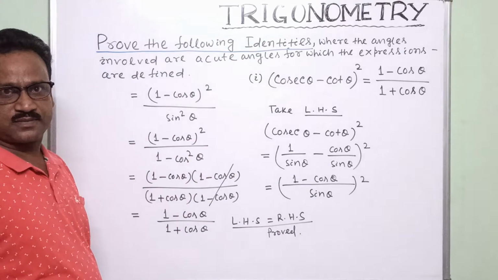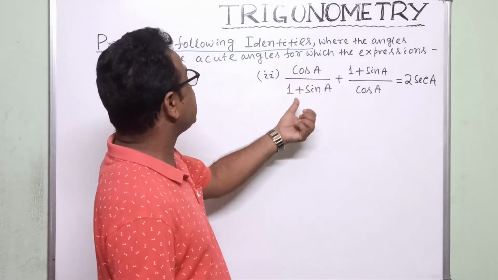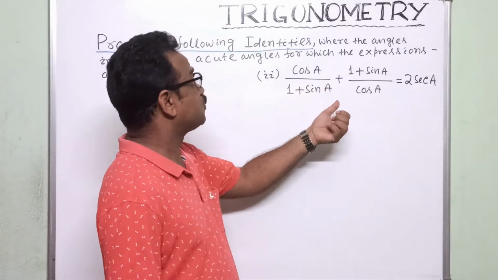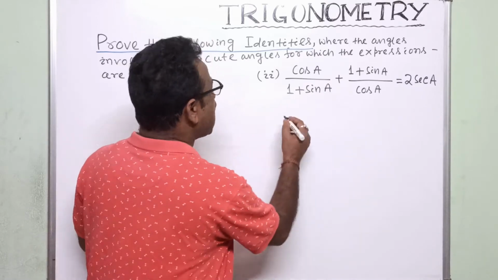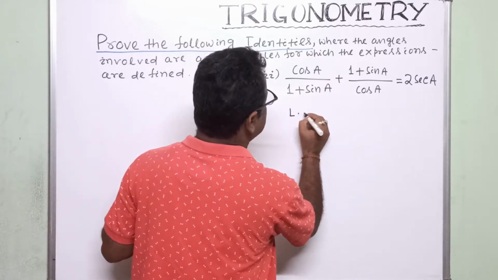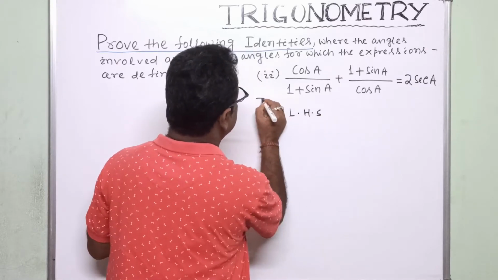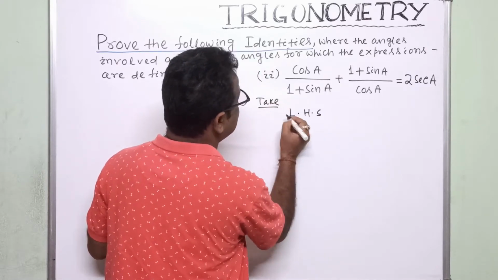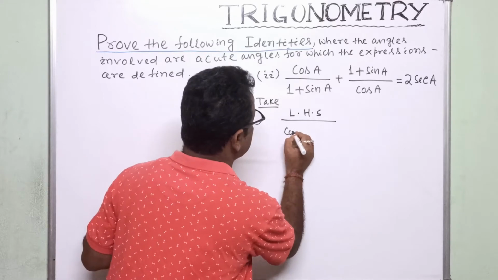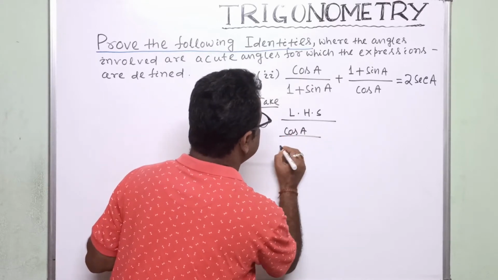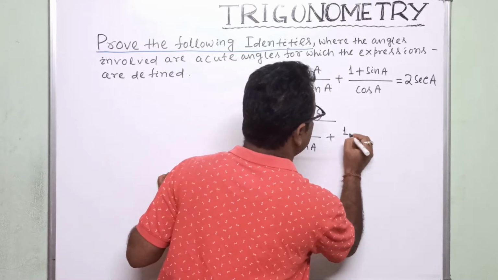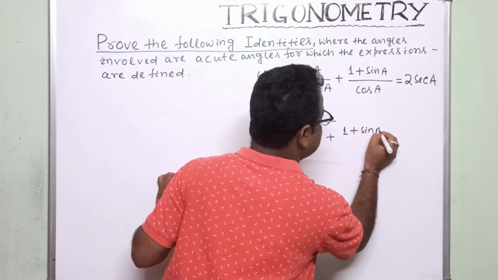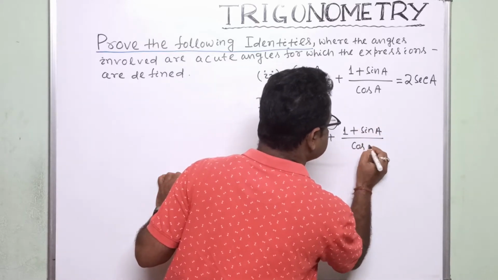Proof. Now the second question: cos A by (1 plus sin A) plus (1 plus sin A) by cos A is equal to 2 sec A. So now similarly we will take LHS. What? Cos A by (1 plus sin A) plus (1 plus sin A) by cos A.